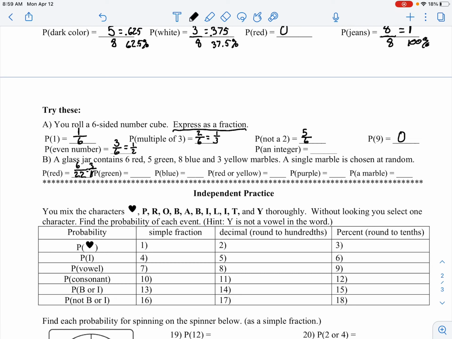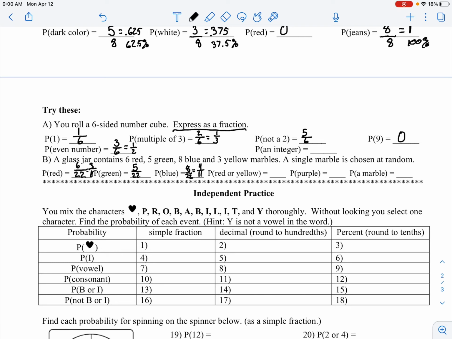Now, what's the probability of drawing a green one out of this bag? Well, there's still 22 marbles, and we pick a green. So there are 5 green ones in there. Probability of blue, still 22 marbles, that's not changing, and 8 of them are blue. Always reduce your fraction, so we've got 4 out of 11 chance of getting a blue marble.